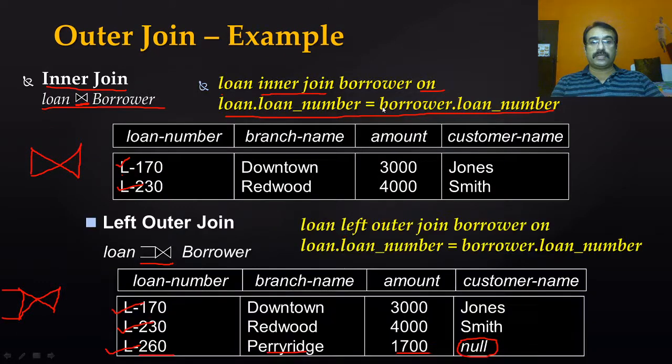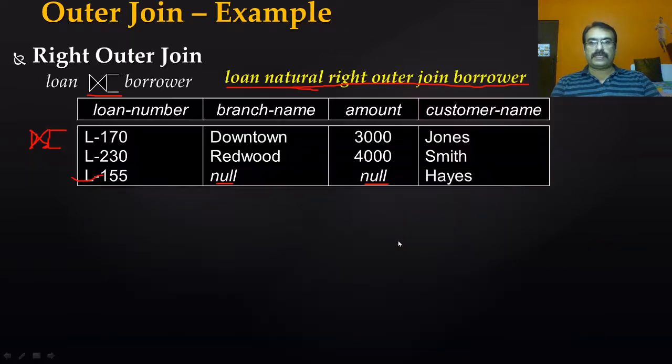In the previous case, as it was not natural, the word natural was not mentioned in both the cases. That's why we have written the predicate of equality. In this case, as natural is mentioned, we need not mention the predicate. This thing you remember. So the natural word plays a very important role. Whenever we say natural, automatically the equality condition is imposed on the common attribute. But when we write inner or outer join, we'll have to explicitly mention that equality condition. That you remember. Okay. So natural, right, outer join.